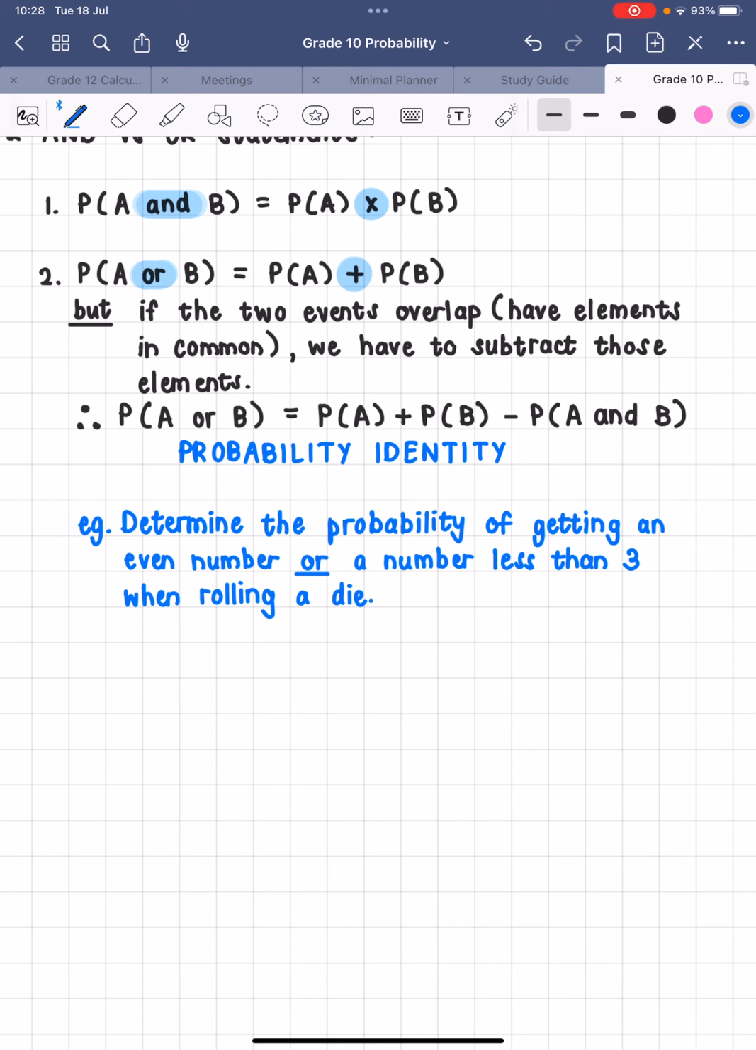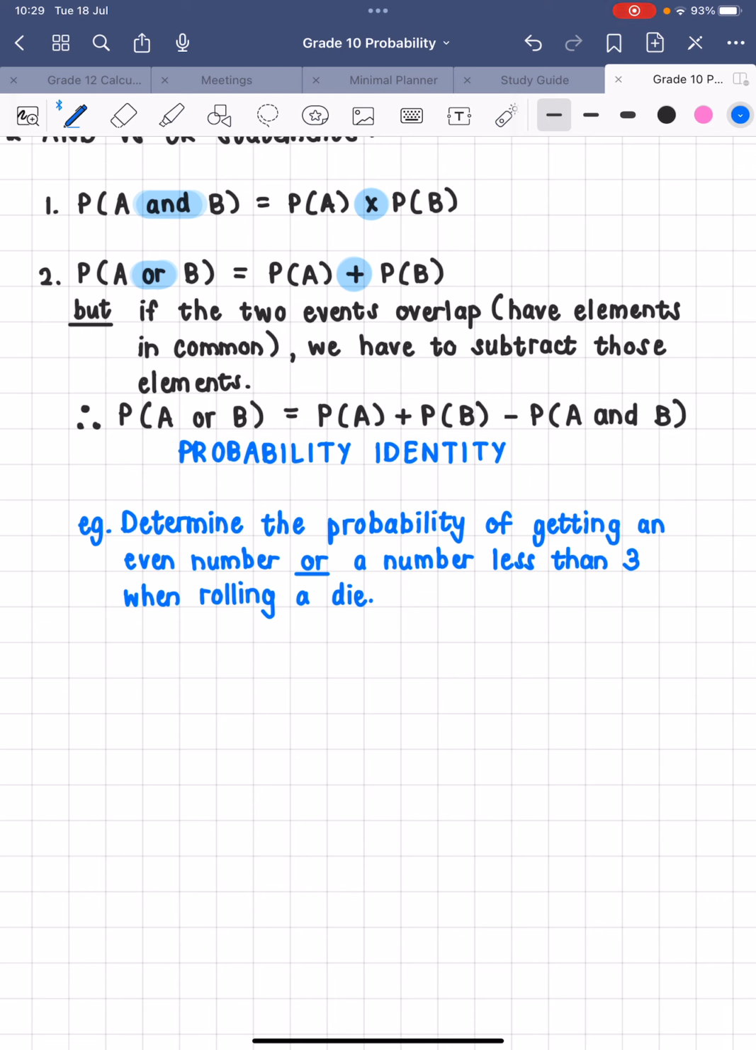Is 1 even or less than 3? It's or, right? It doesn't have to be both. If they wanted both, if they wanted a number that is even and less than 3, they would say the word and. Okay, so or 1 falls into that category because 1 is either an even number or it's a number less than 3, right? It's less than 3. What about 2? Is 2 even or less than 3? It's actually both. Okay? And then what about 3?